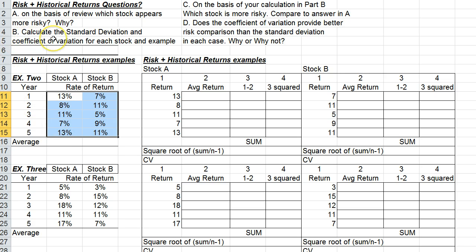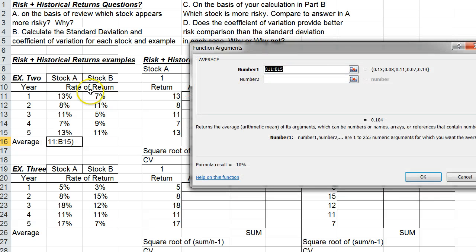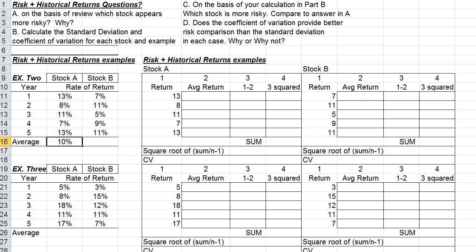So in part B, calculate the standard deviation and coefficient of variation for each stock and explain. Okay, so for both stocks, I'm going to start by calculating the average. To do this, I'm going to open up my function box, type in average, put in the range and hit OK, and I get an average. Let me copy this cell and get an average for B. So here are the average returns for A and B.